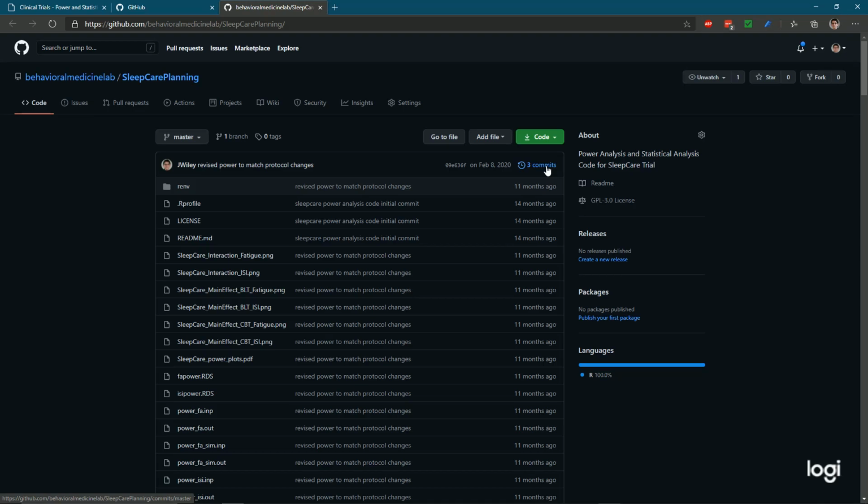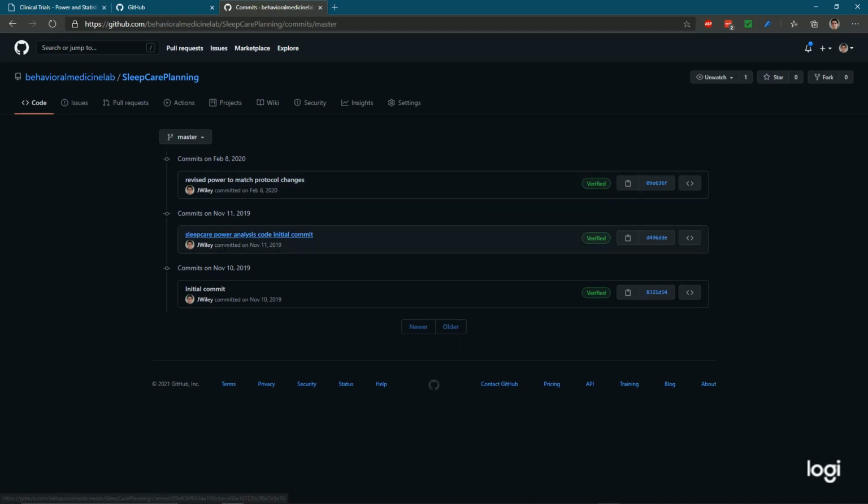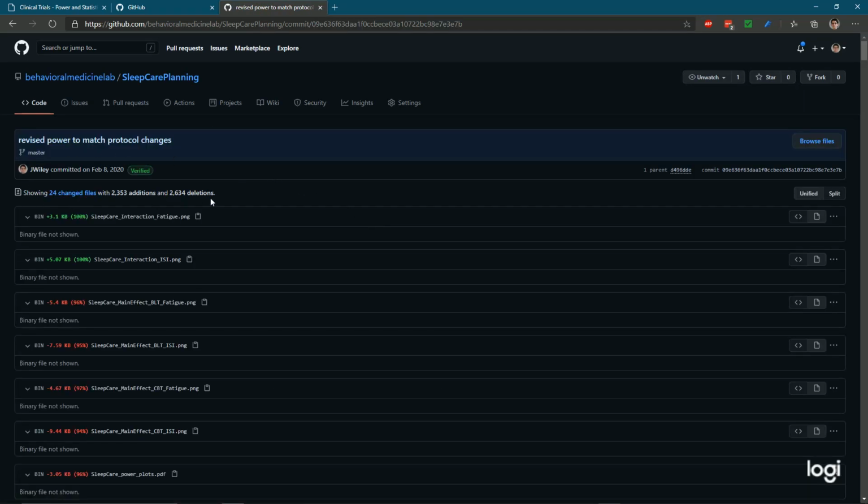Commits are every time that I said make a record of all the changes made to these files. So if I click on this, you can see the commits that I've made. You can see who made a commit, when it was made. I made a commit on February 8, 2020. That was the most recent change. If you click into that specific commit, I'll just wait for that to load, you can actually see what happened.